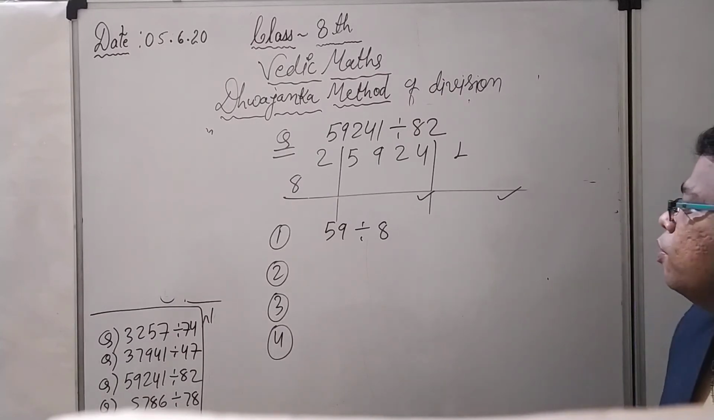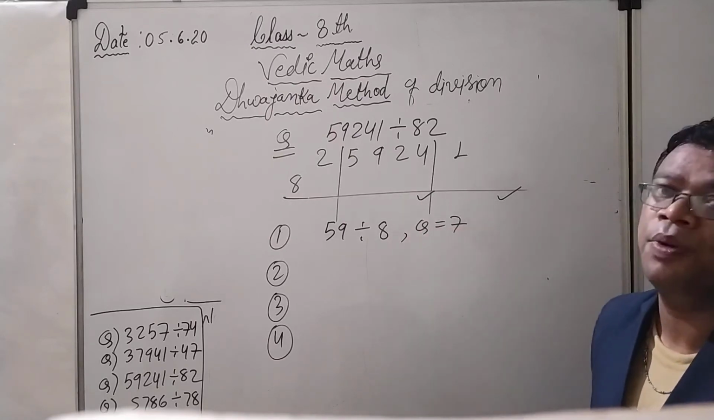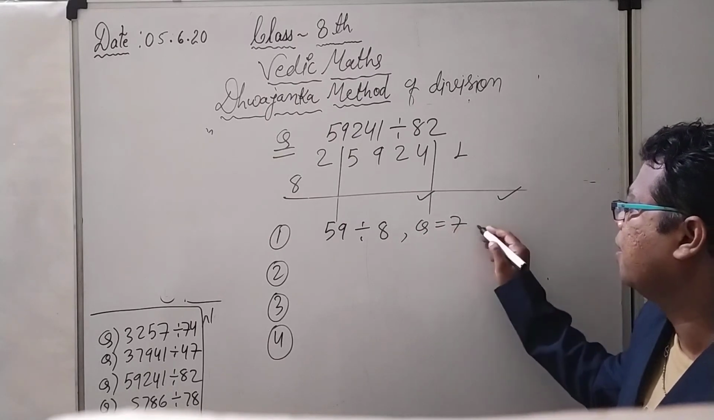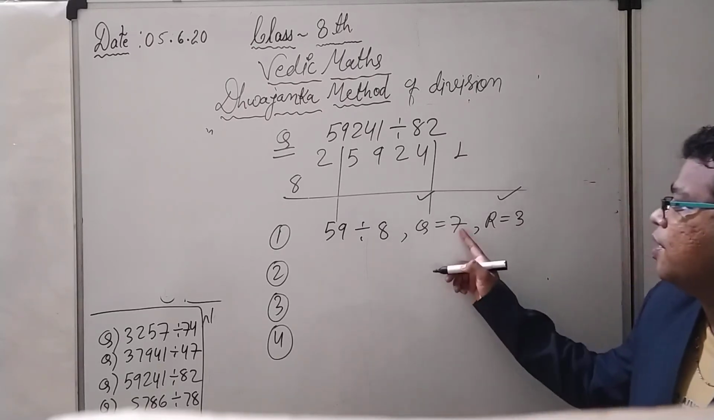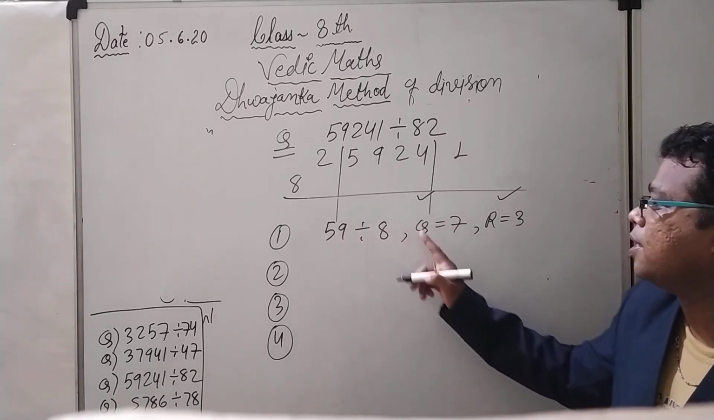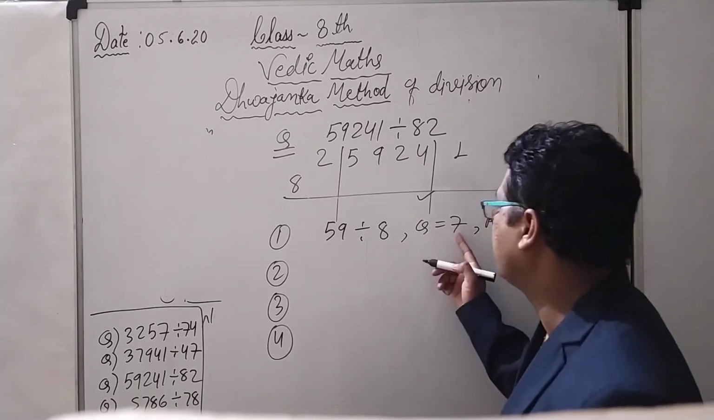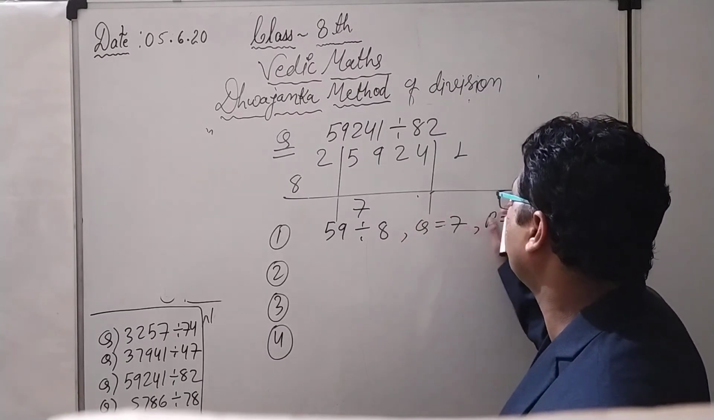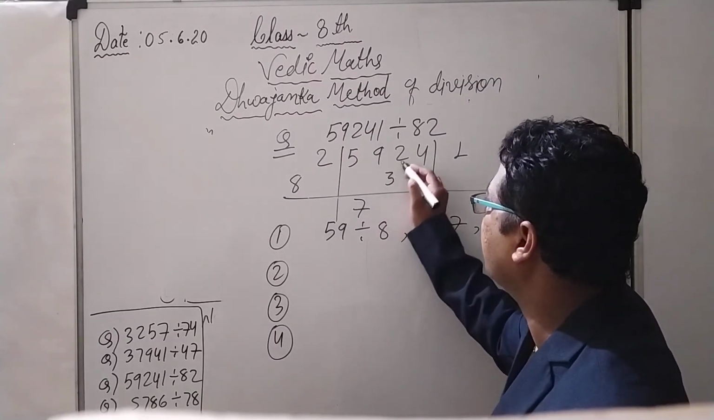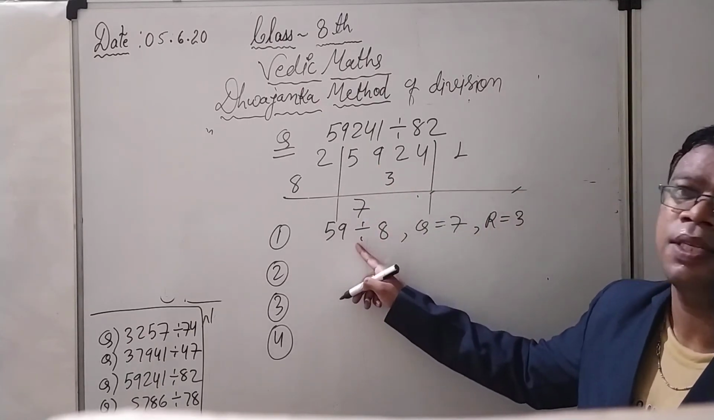See here what I have to do. What is the Q here? Q will be 7. 8 7s are 56. Q will be 7, and according to that my remainder will be 3. Very easy. 8 7s are 56. So 59 minus 56 you will do. You will get the remainder 3. So that Q equal to 7 I have to write down here, and that remainder R equal to 3 I have to write down here in front of 2. Why? Because I have taken 59 already, you can see here.